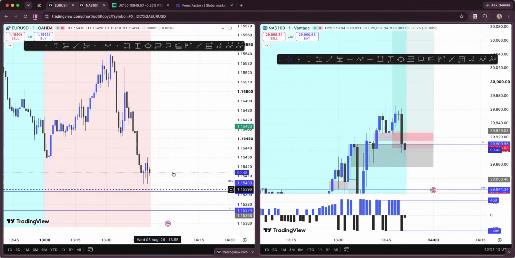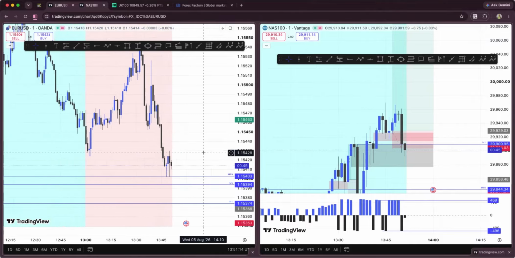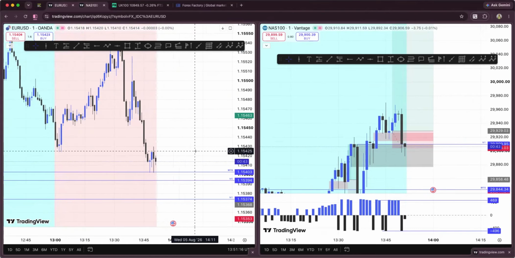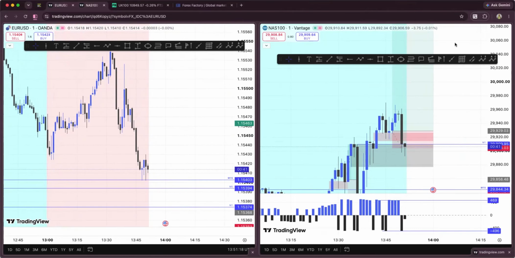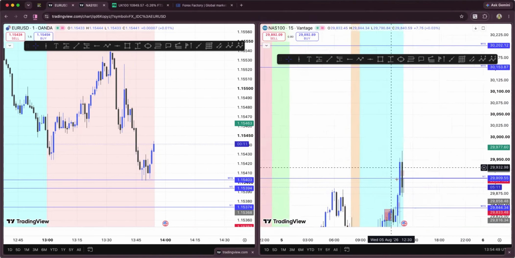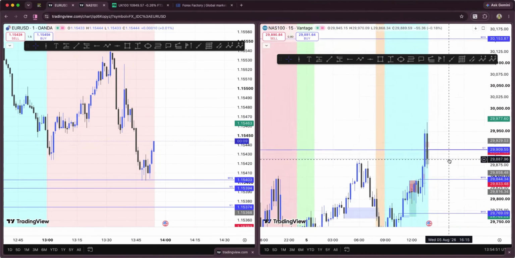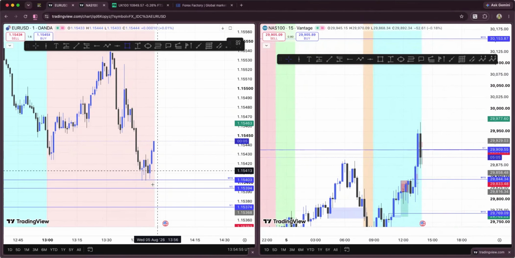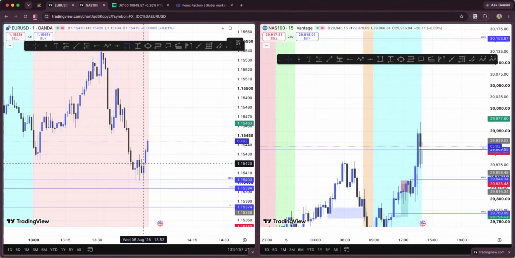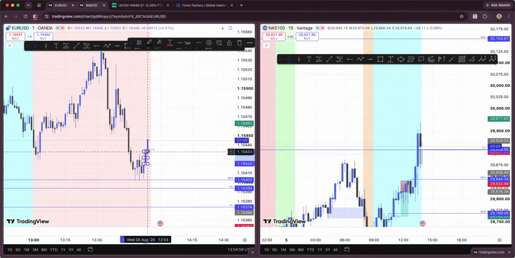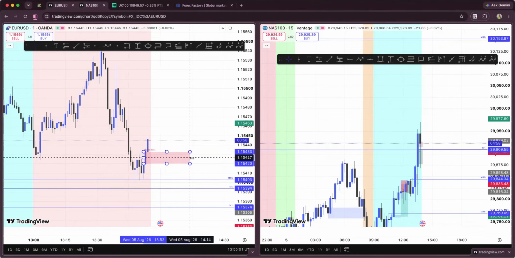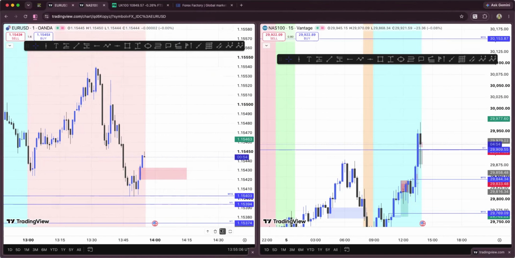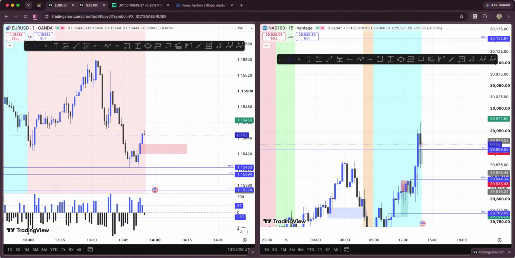EURUSD also at the area of interest. I'm waiting for a confirmation to then buy. So let's wait and see how both go. EURUSD is setting me up right here. I'm waiting for a confirmation to then take this entry from here. So let's see how it goes with EURUSD also.